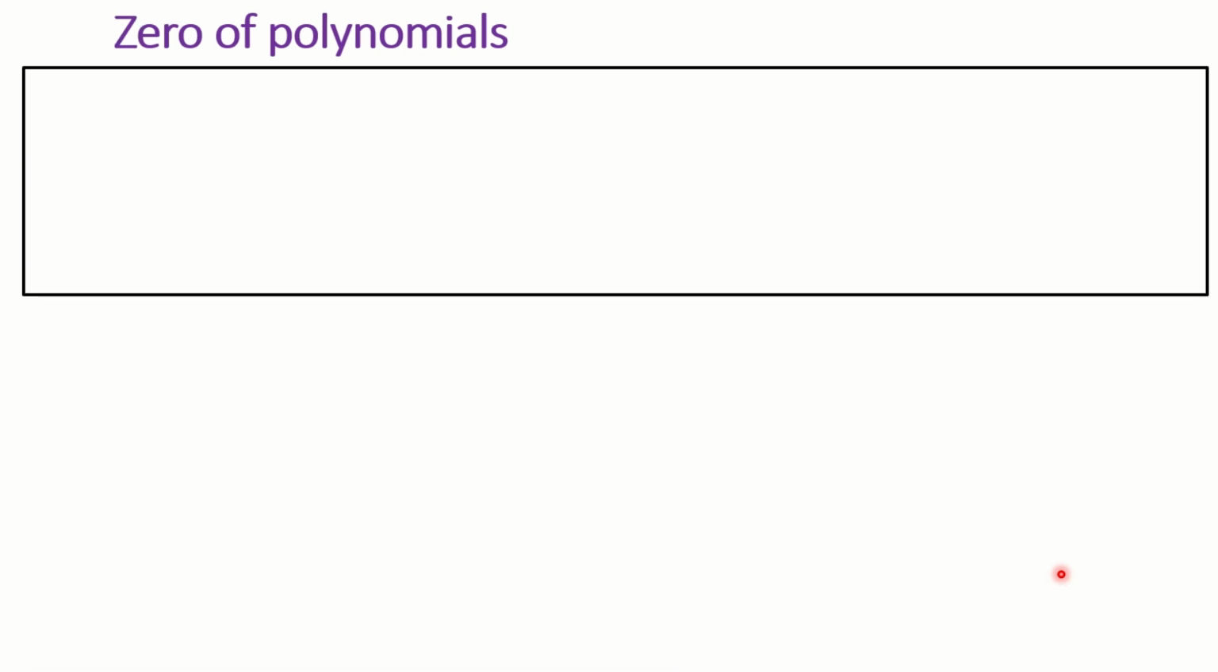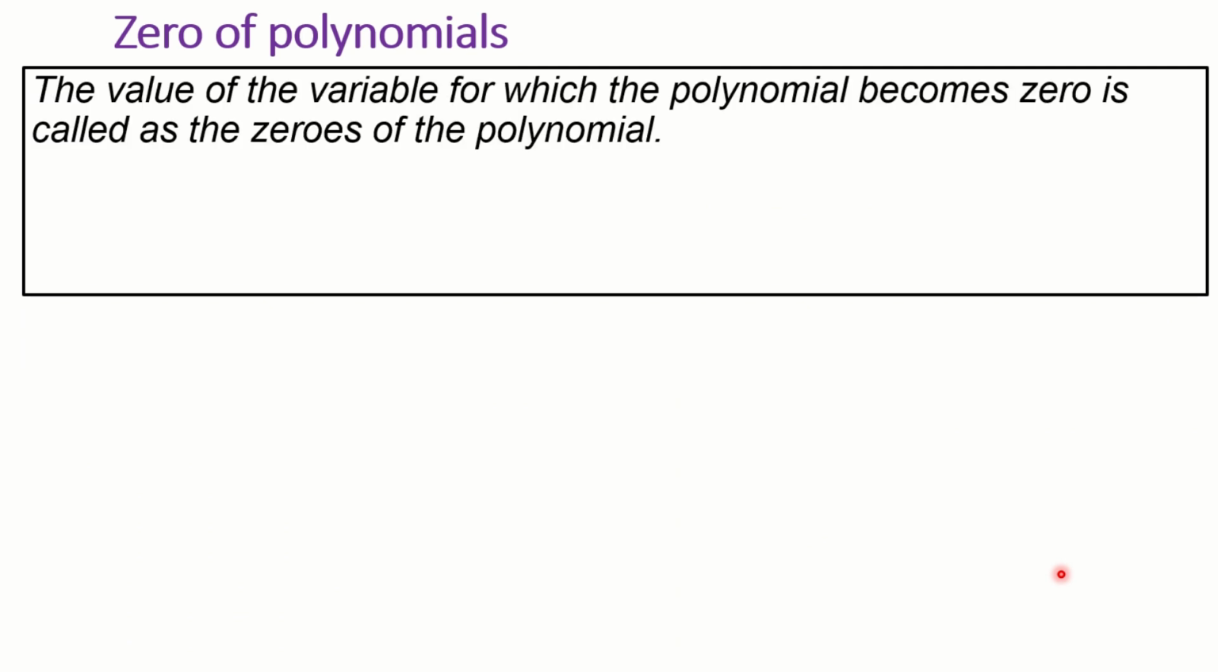Next. So just before I was telling, observe that for some of the values of x, the polynomial is becoming 0, right? That is called a zero of the polynomial. The value of the variable for which the polynomial becomes 0 is called the zero of the polynomial. There can be multiple zeros of a given polynomial.